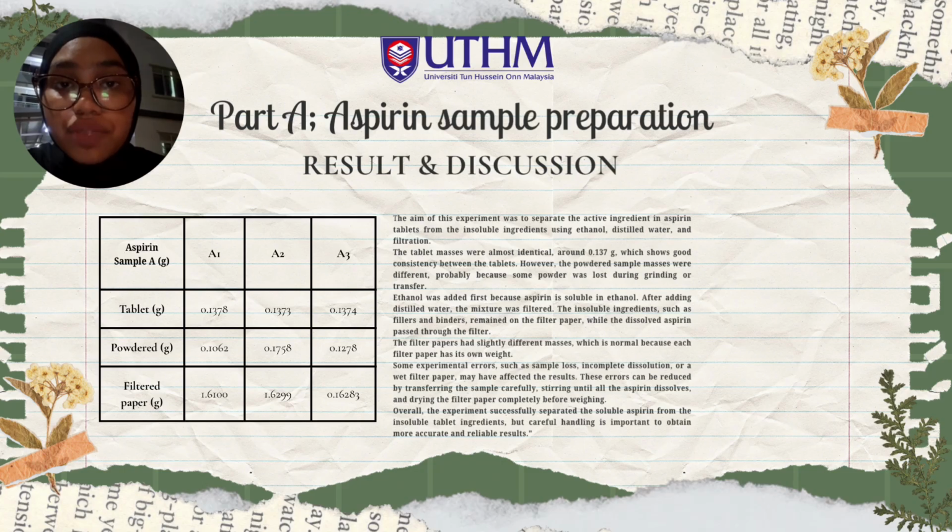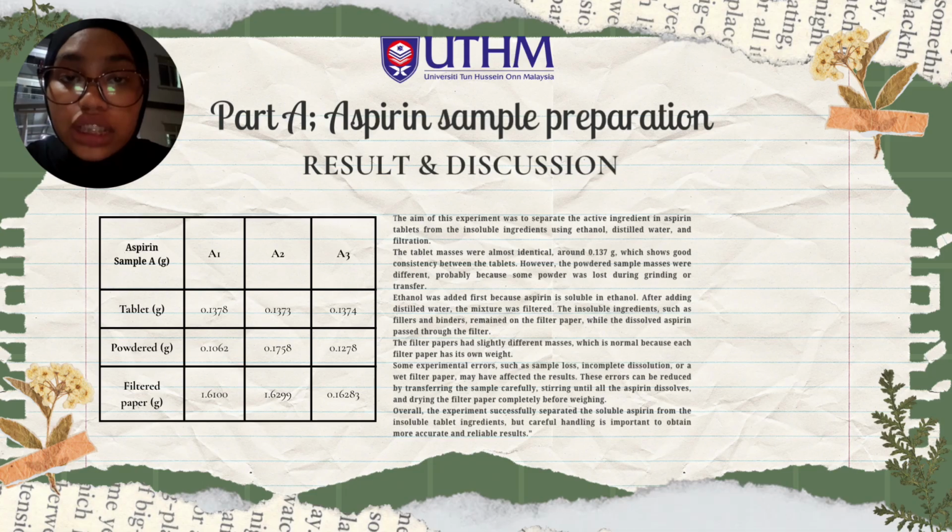Ethanol was added first because aspirin is soluble in ethanol. After adding distilled water, the mixture was filtered. The insoluble ingredients such as fillers and binders remain on the filter paper while dissolved aspirin passes through the filter. The filter papers have slightly different masses, which is normal because each paper has its own weight. Some experimental errors such as sample loss, incomplete dissolution, or wet filter paper may have affected the result.